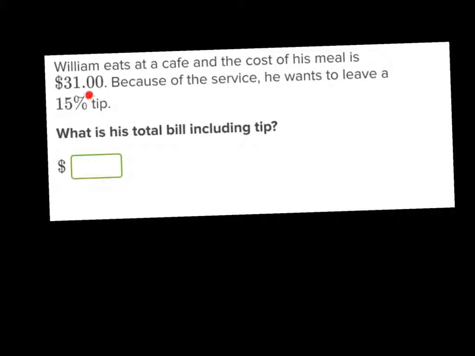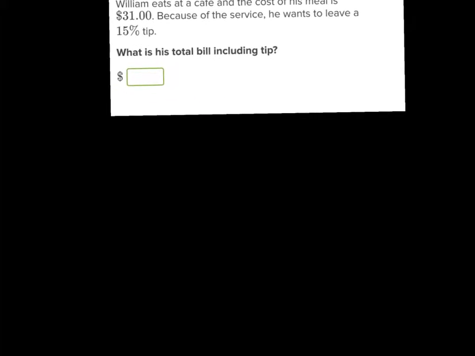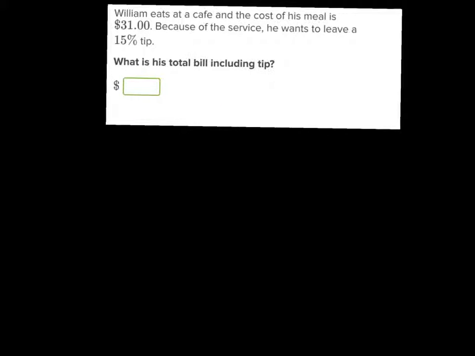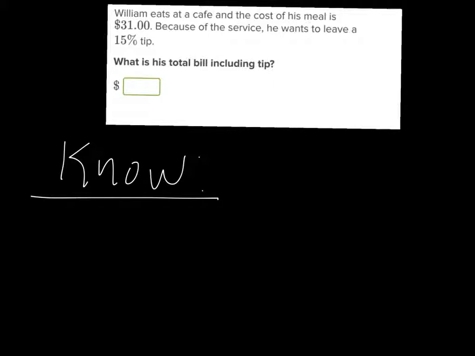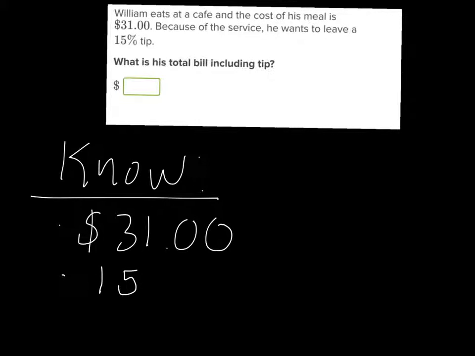Okay, so 15% tip and $31. One of the things we talked about was listing what we know, right? Okay, so what do we know, Zoe? Well, we know that his meal is $31. Okay, $31. Great. And what else do we know? He wants a tip. Good. Why did William want a tip? Because the service was so good.